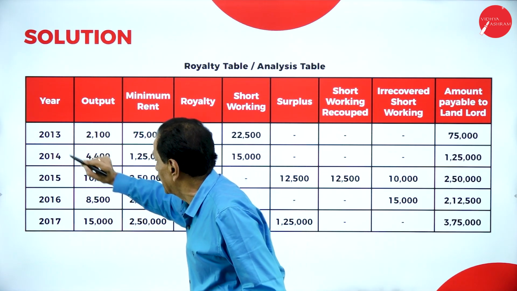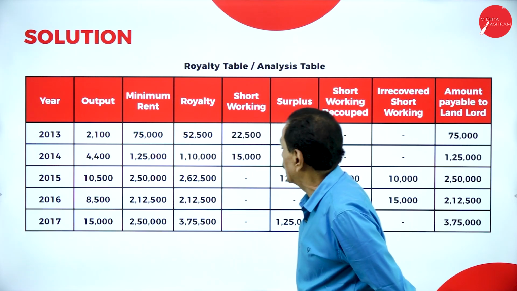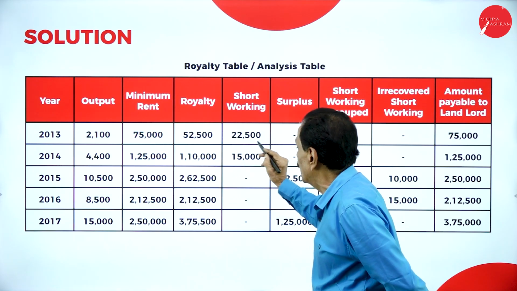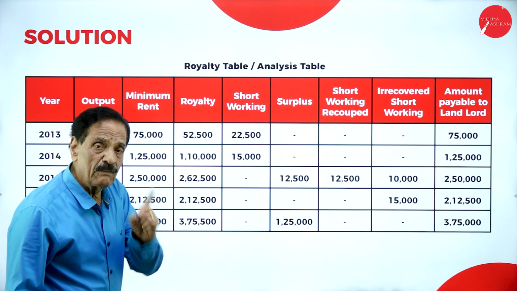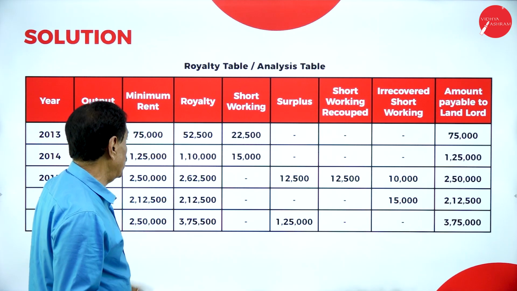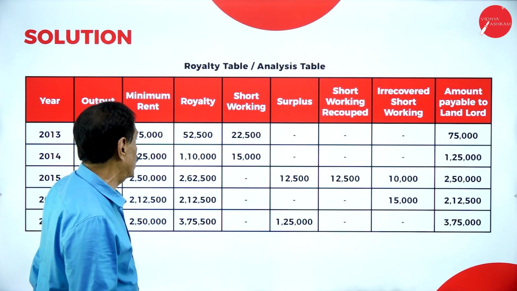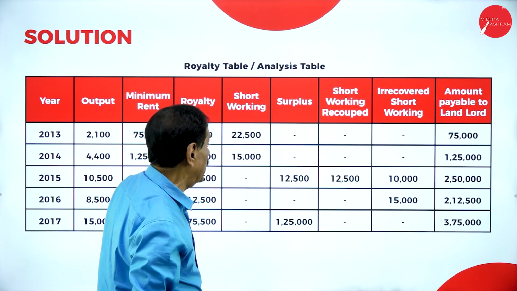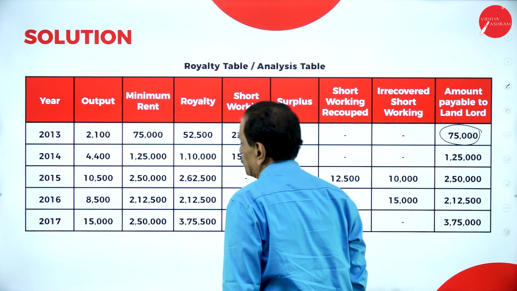The 2013 output is 2,100 with a minimum rent of 75,000, royalty around 52,500. So there is a shortage of 22,500. Either the minimum rent or the royalty, whichever is higher, is payable to the landlord. Here your minimum rent is 75,000, your royalty is 52,500. There was a shortage of 22,500. So no surplus, no recoupment, no recovery of short working. So payable to the landlord is 75,000, whichever is more.